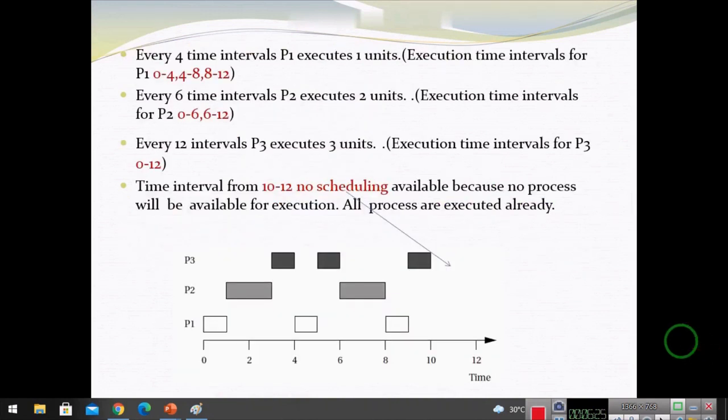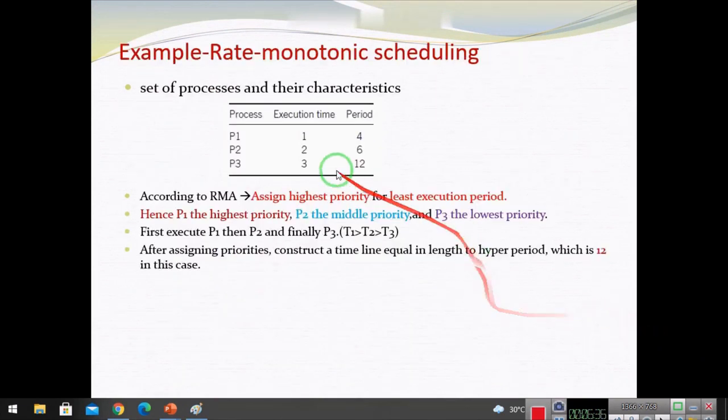And how do we calculate how many times the process will be executed by the processor? In the previous example, you can see the table itself. I have a P1 process, and the respective execution period is 4, but the total amount of execution time is 12. So 12 by 4 equals 3. So among the 12 time periods, P1 will be executed 3 times, 1 unit each time.